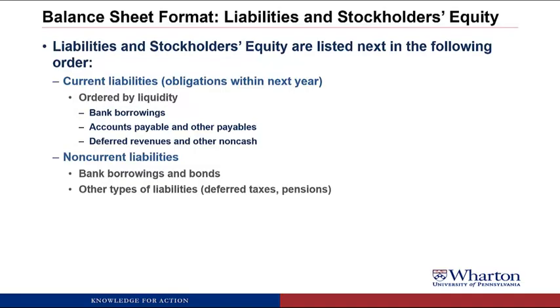Then we'll have non-current liabilities. These are liabilities that are due beyond a year. So longer-term bank borrowings and bonds, and then other types of liabilities like deferred taxes, which we'll talk about later, and pensions. Then we have stockholders' equity, where we start with the contributed capital, so the common stock, the additional paid-in capital, the treasury stock, and then retained earnings.